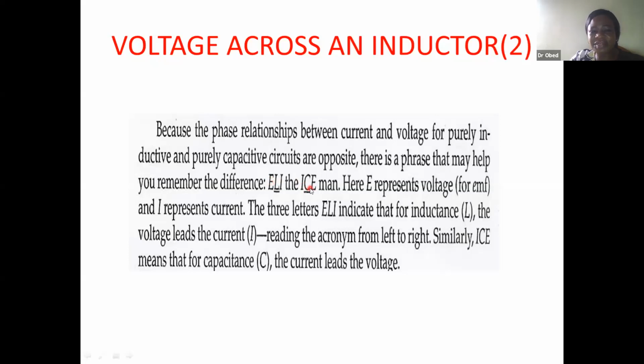And for ICE, this means that the current is leading the voltage. This is for capacitance. C stands for capacitance, while L stands for inductance. So probably this will help you to remember. If you are asked whether, for inductance, it is the current that leads the voltage or the voltage that leads the current, and you have these acronyms ready, you'll be able to answer the question in a jiffy, very fast.